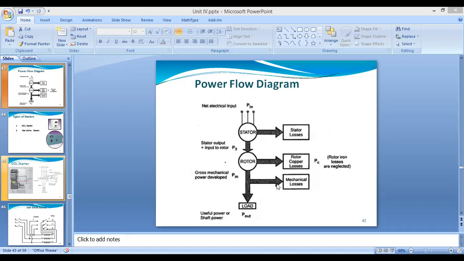Here we have finished the power flow diagram for the three-phase induction motor. In the next session, we want to see the need of a starter, which is required in the three-phase induction motor. We will see it in the next class.